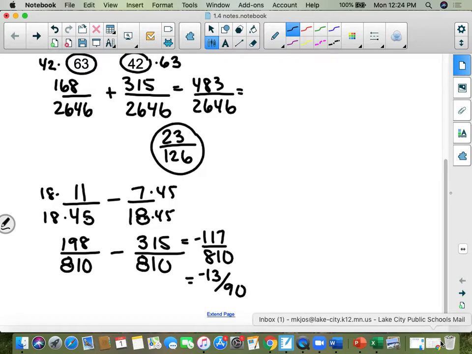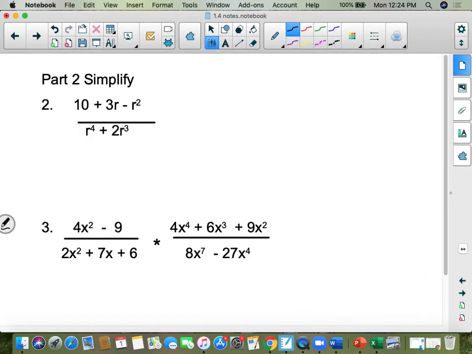Okay, now on to the next page. We have to simplify. Notice from first page to second page, what's the difference between the first page and the second page? The first page was just a whole bunch of numbers. The second page also has variables. So, whenever you have variables, in order to simplify them, you must factor.